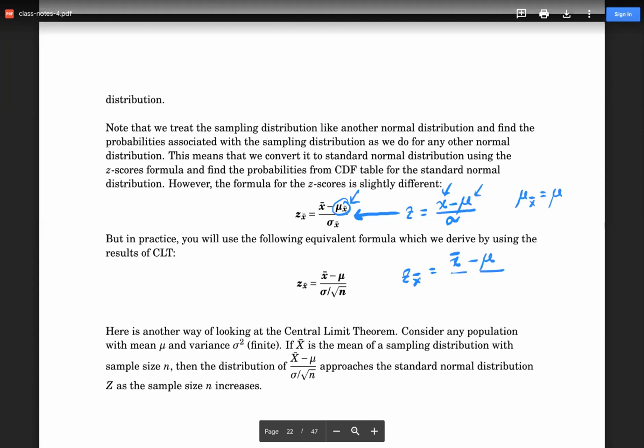Divided by sigma, but that should be sigma sub x bar. Then again, according to the central limit theorem, sigma sub x bar is equal to sigma divided by the square root of the sample size. So we are going to replace sigma sub x bar by sigma divided by the square root of the sample size. So this is the modified version of the z-scores formula for the sampling distribution.